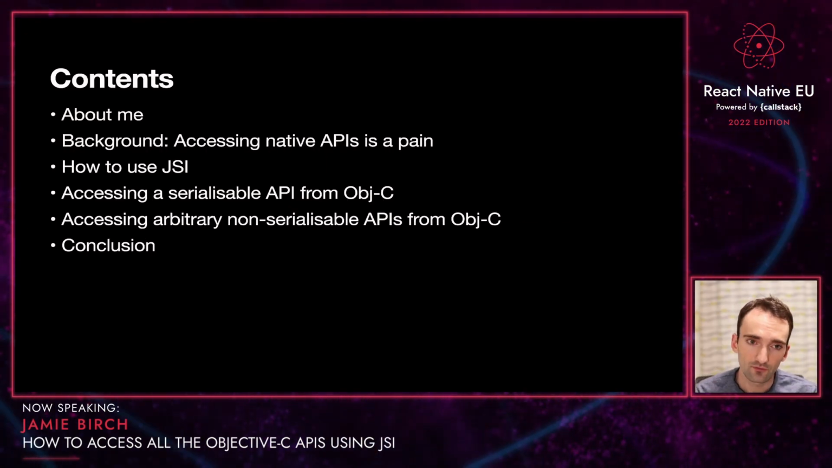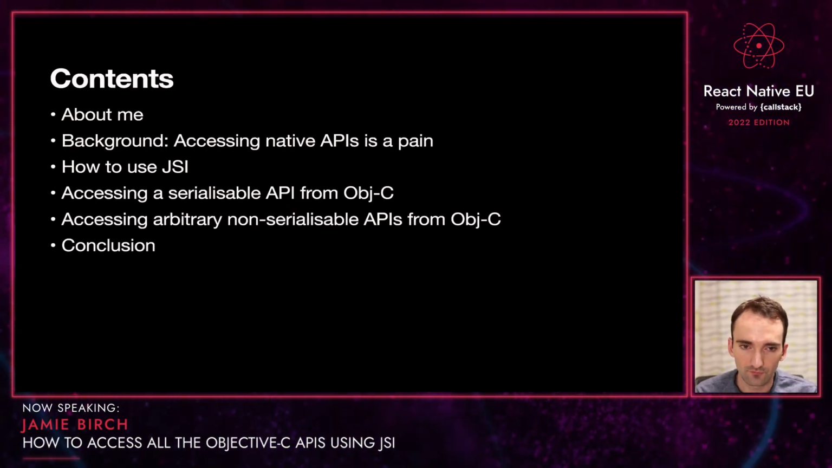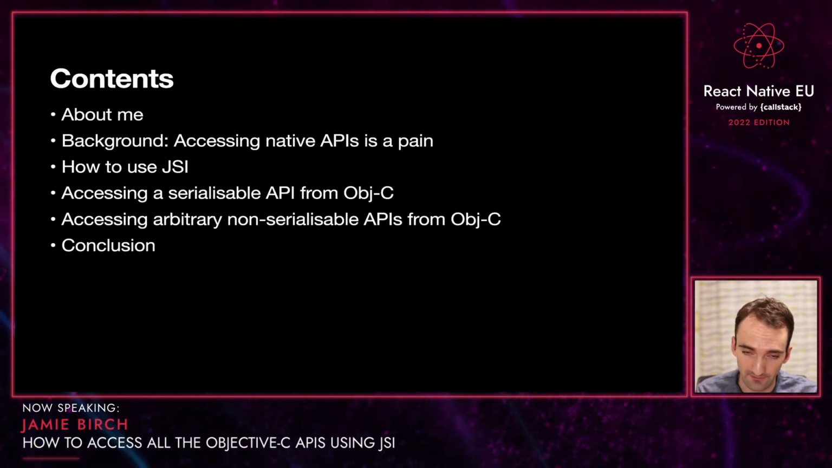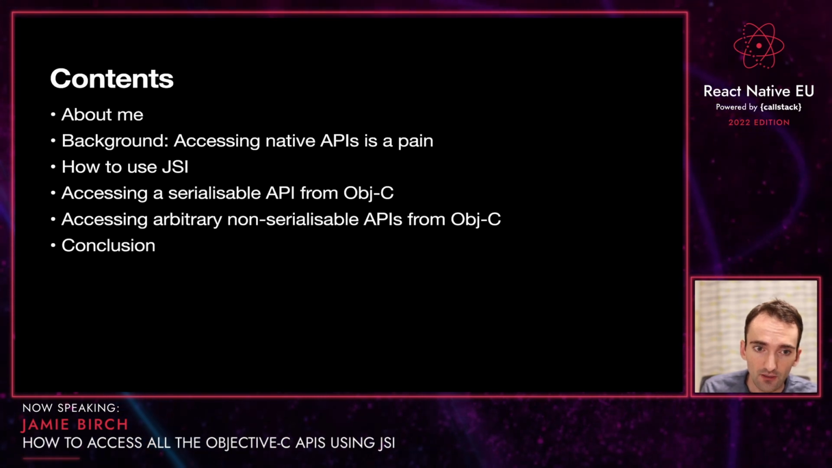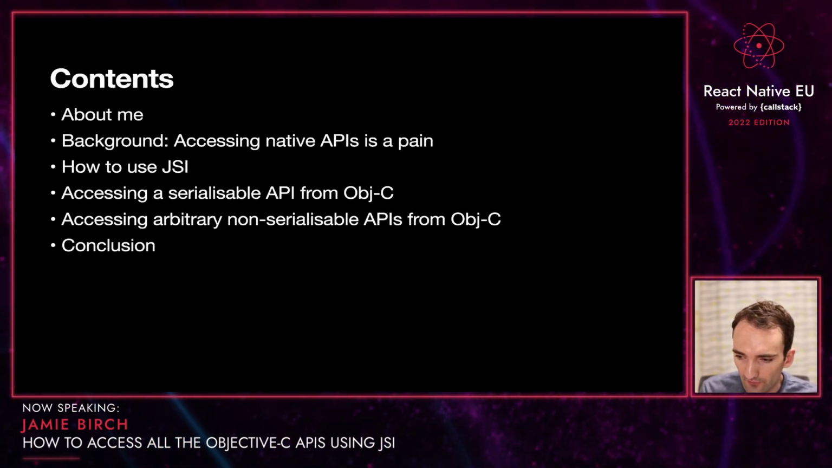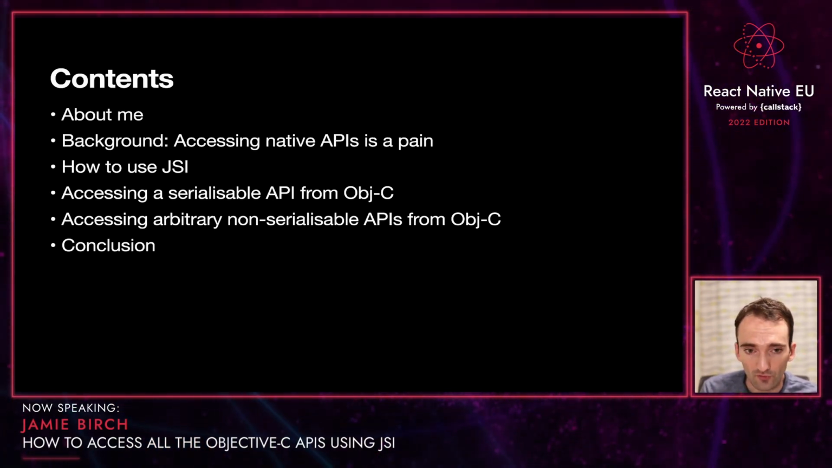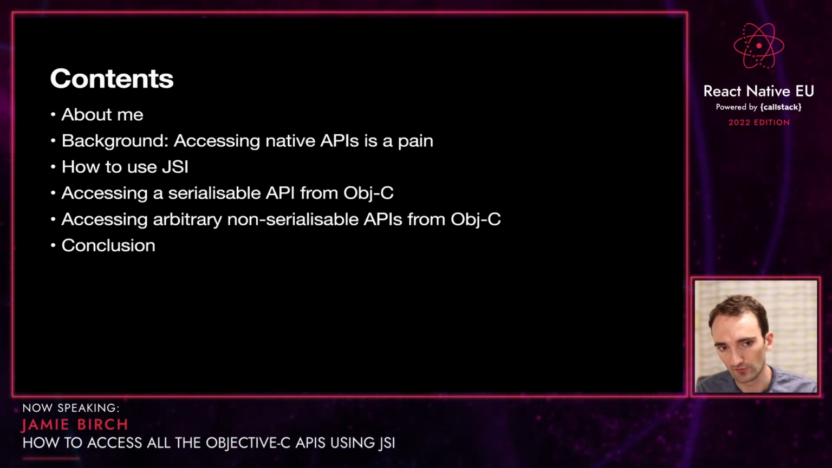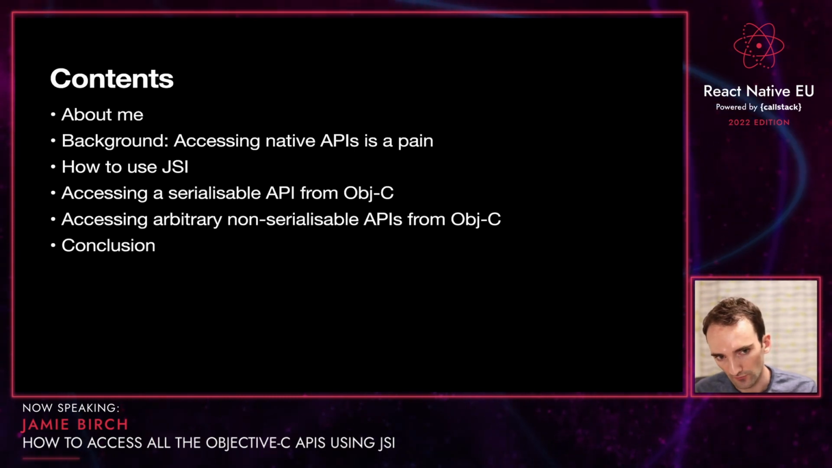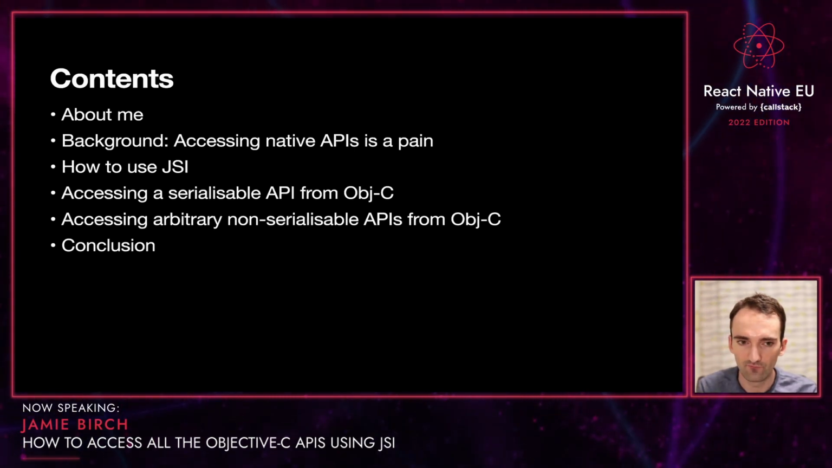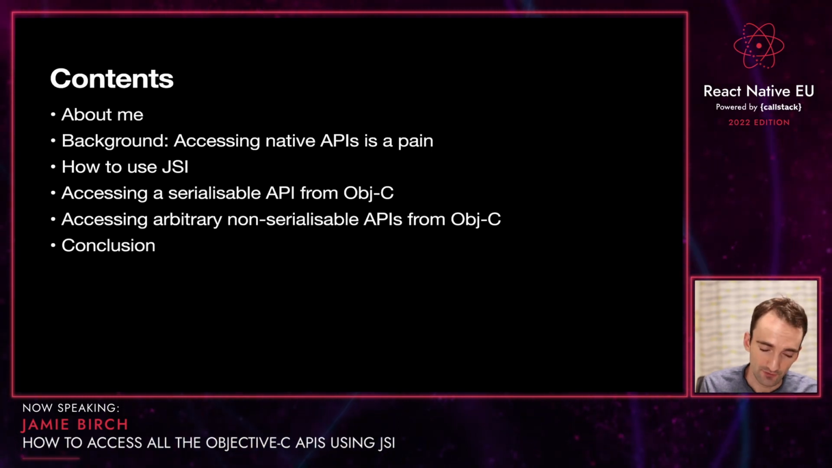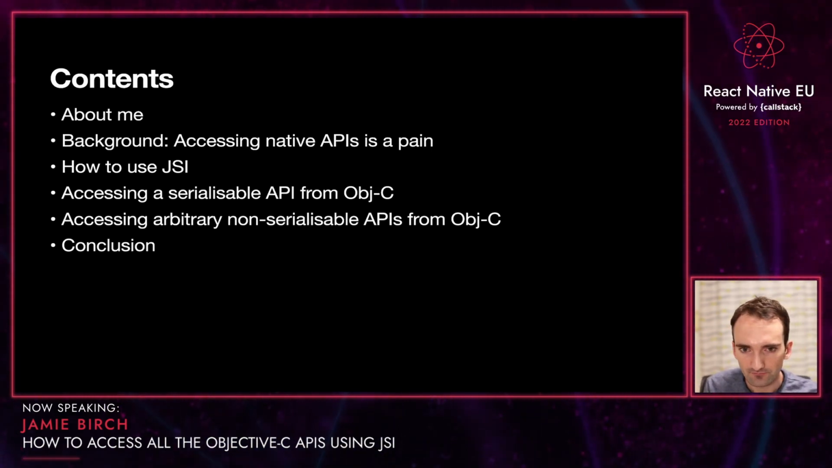For the contents, first off we'll be introducing myself, then we'll go into the background of what we're trying to solve here, of native API access being annoying. We'll move on to how to use JSI because it's not documented at the moment, and then we'll get into the ObjectiveC runtime access. We'll start with a simple serializable API access and then move on to arbitrary non-serializable APIs. Finally, we'll just wrap up.